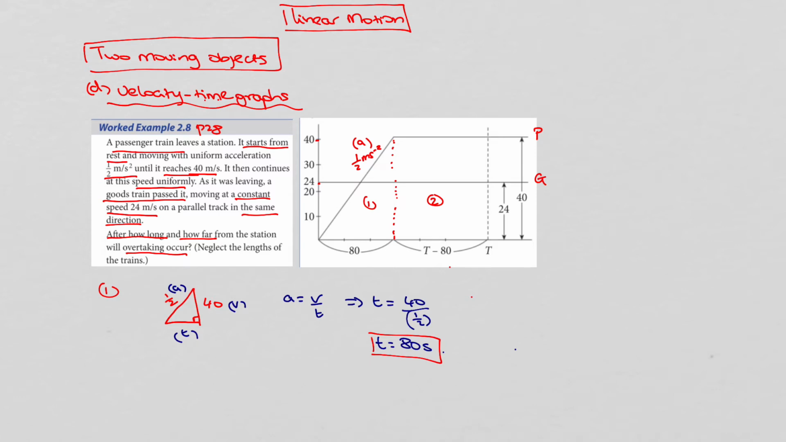So we can mark that in on our graph. As you can see, I've already done that. So we have 80 for the first stage of the journey. And therefore, whatever time overtaking occurs, let's say it occurs after t seconds, then for the second stage of the journey, the time taken must be t minus 80. Okay, so we know that when overtaking occurs, because they're starting from the same position, S1 must equal S2. So that's going to be the key to solving this question. So how do we work out S1 and S2? Well, when it comes to the graphs, when we're working out our distance travelled, it is equal to the area under the curve.